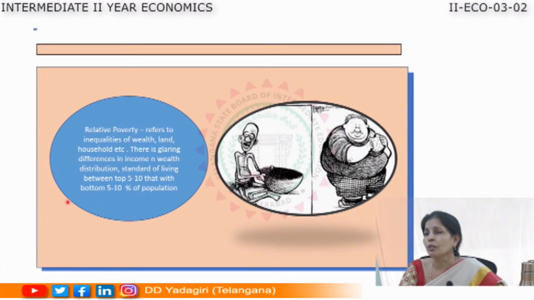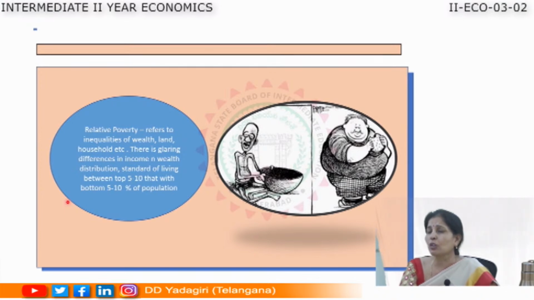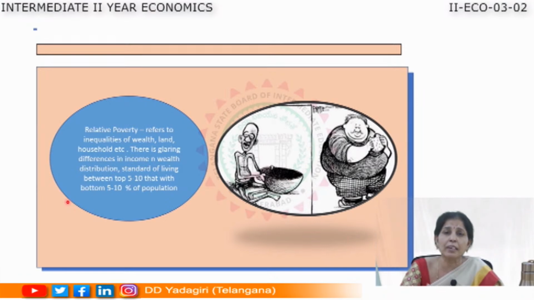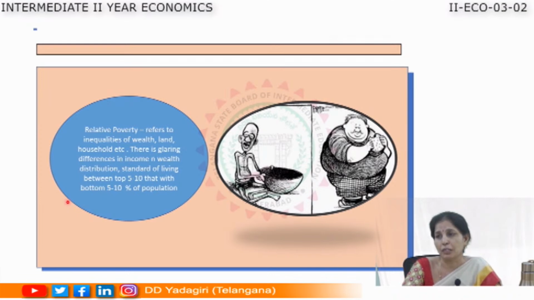This refers to inequalities of income, wealth, land distribution, household. In all these areas, you find a lot of difference between the income and the wealth of these people, the standard of living of the people. That is a glaring difference between the top 5 to 10% of the rich people and the bottom 5 to 10% of the population.